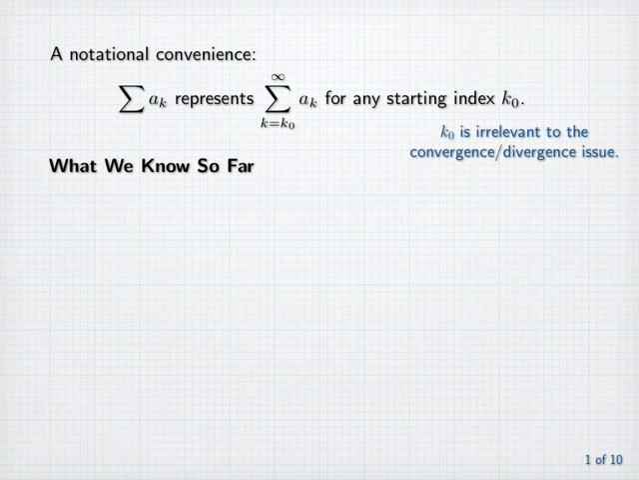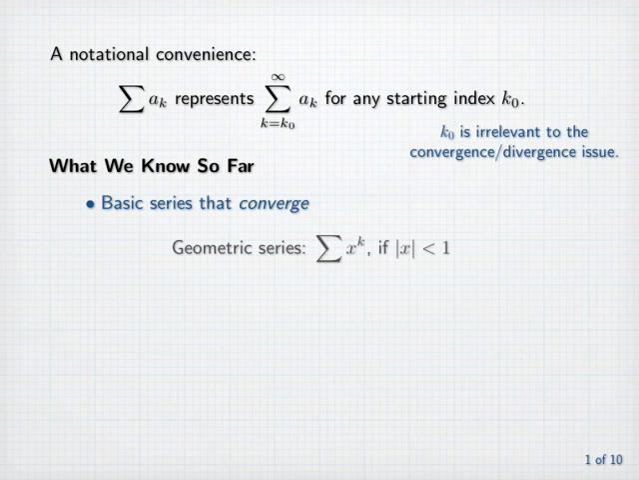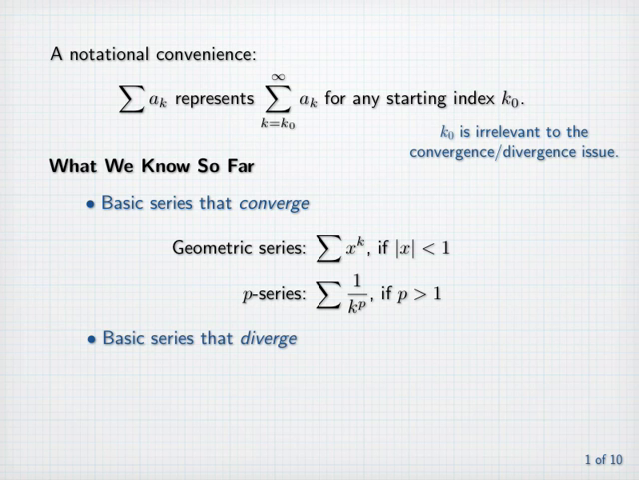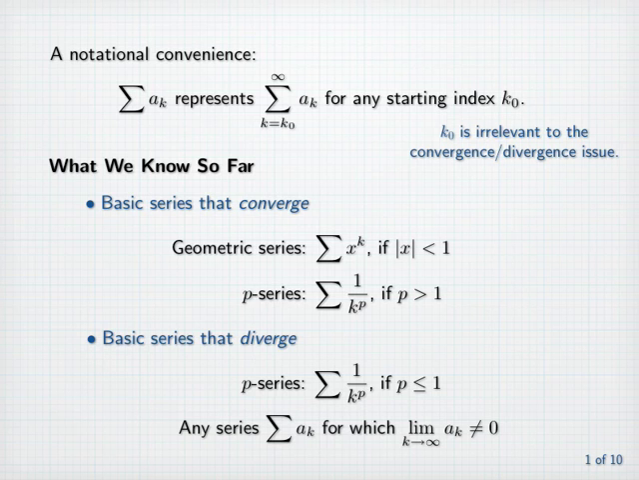What we know so far. We've learned that the following basic series converge. The geometric series, the sum of x to the kth power, converges if the absolute value of x is less than 1. Also, a p-series, the sum of 1 over k to the pth power, converges if p is greater than 1. And here are some basic series that diverge. A p-series, the sum of 1 over k to the pth power, diverges if p is less than or equal to 1. And any series whose terms do not approach 0 as k goes to infinity will diverge.